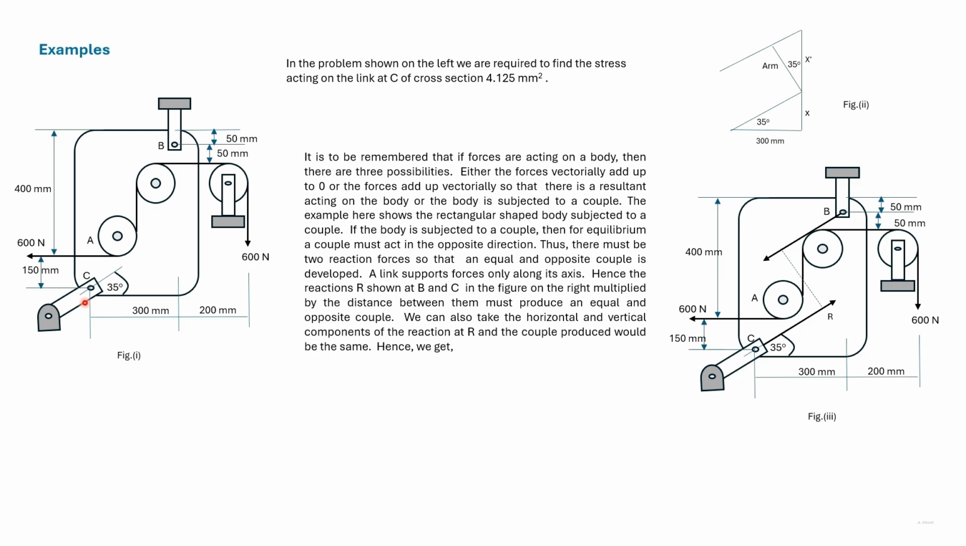A couple has to be negated by another couple. So in this body, the reaction forces must come from C and B. C is a link, so we know the direction of force that will act on C. As such, the force in B must have the same direction, and these two forces create a couple to balance the couple created by the tension in the rope.